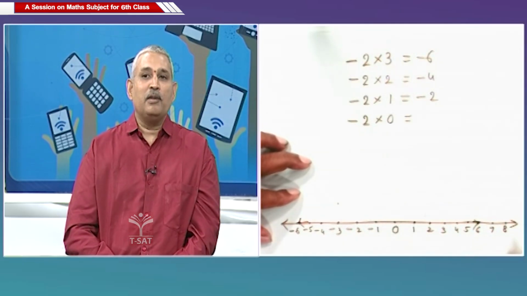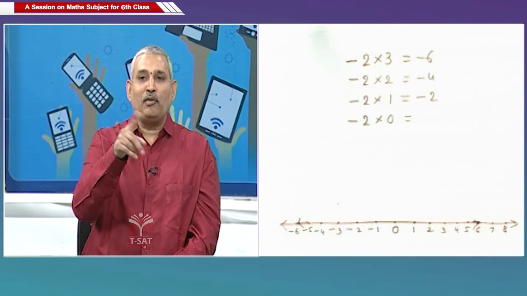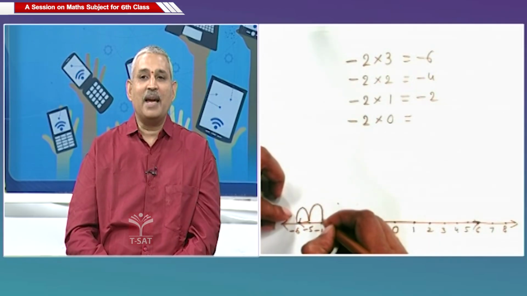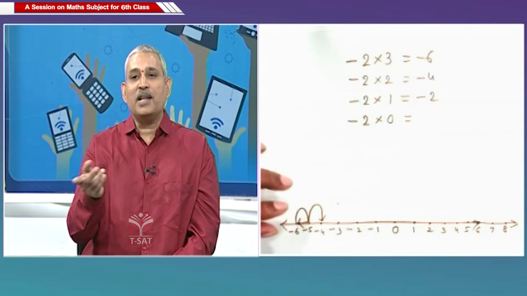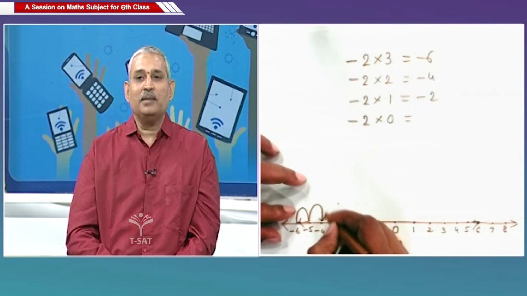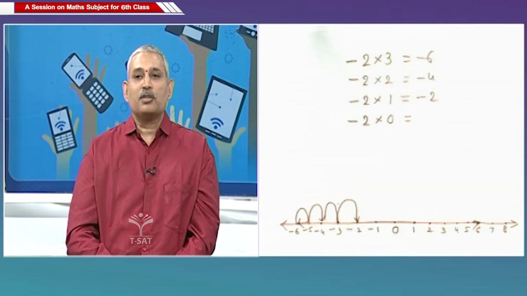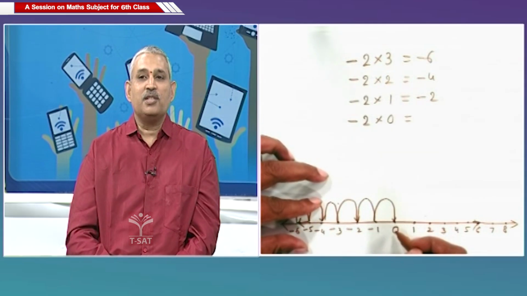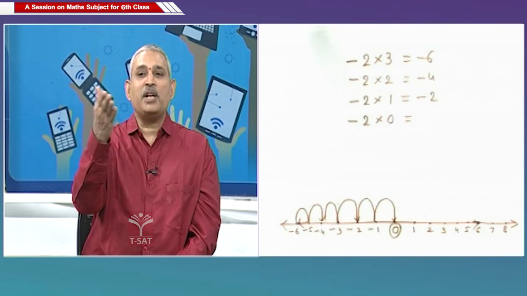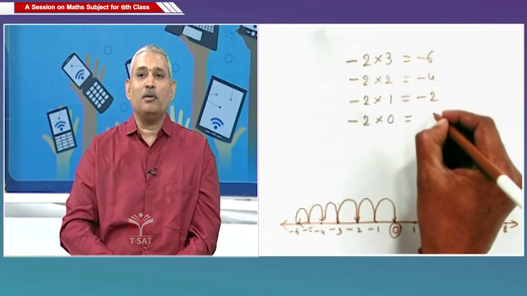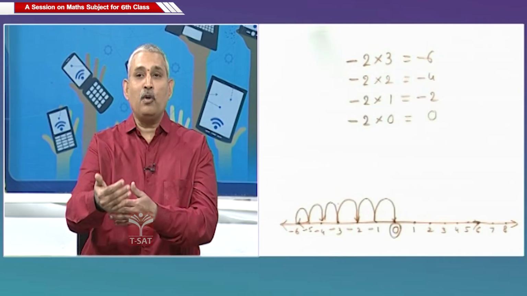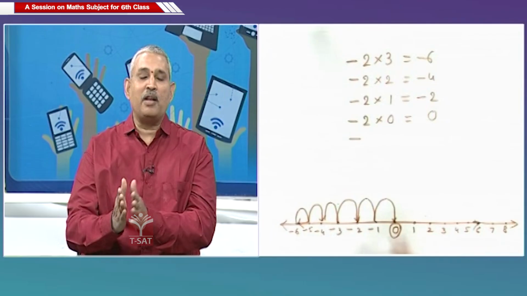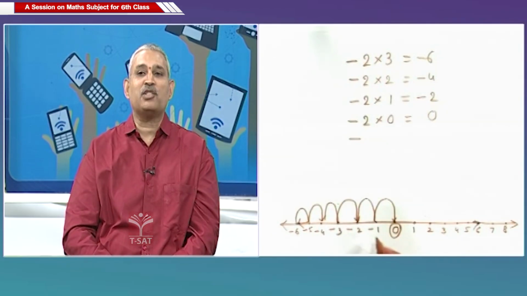Now you observe, sir, from minus 6 we are moving to minus 4. That is 2 steps forward. Again minus 4 to minus 2, 2 steps we are moving. Then from minus 2, next 2 steps means where do we land? We land at 0. So straight away students can understand minus 2 into 0 is 0. Then if you continue it further, the numbers you observe 3, 2, 1, 0, then what will be the next number? Minus 2 into minus 1.